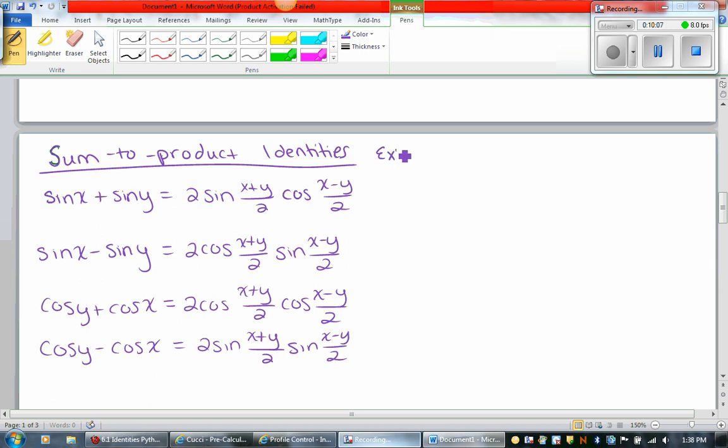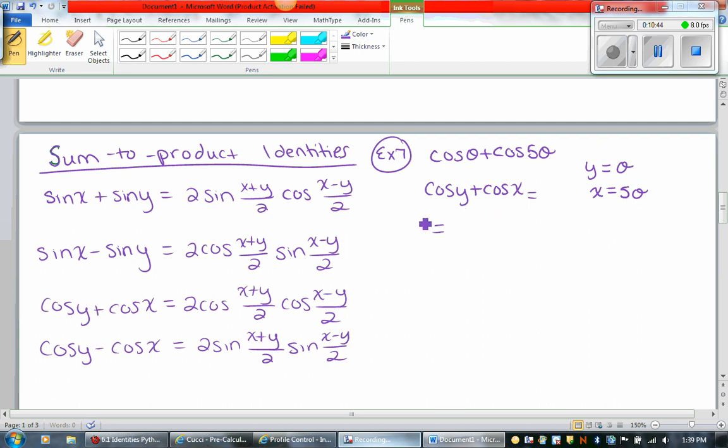Let's look at example number 7. We want to find an identity for cosine theta plus cosine of 5 theta. Okay, so the identity that we're going to wind up using is going to be cosine of y plus cosine of x. Okay, so our y is theta and our x is 5 theta. We're going to take that and plug that directly into our identity.